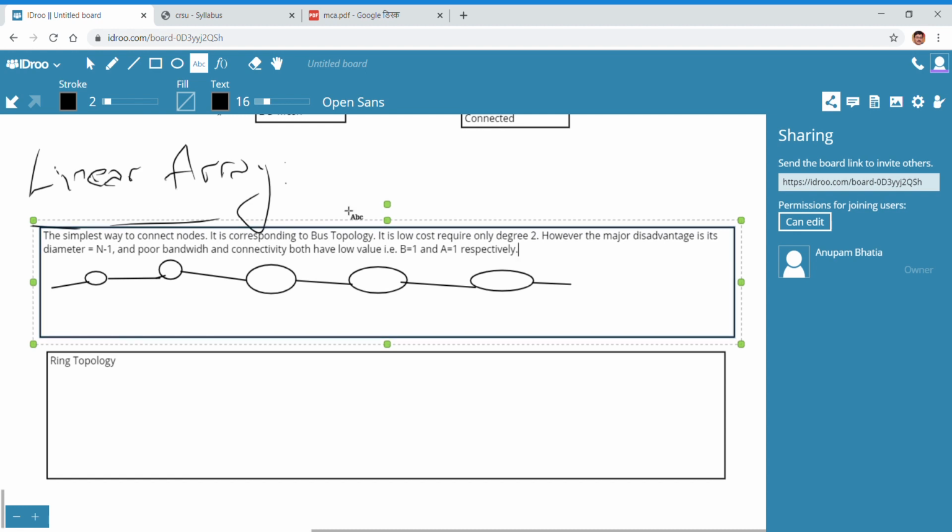Then the second one is the ring topology. Ring topology, you can say it is an extension of the linear array only, or you can say it is a simple wraparound connection between the processors at the ends of a linear array.